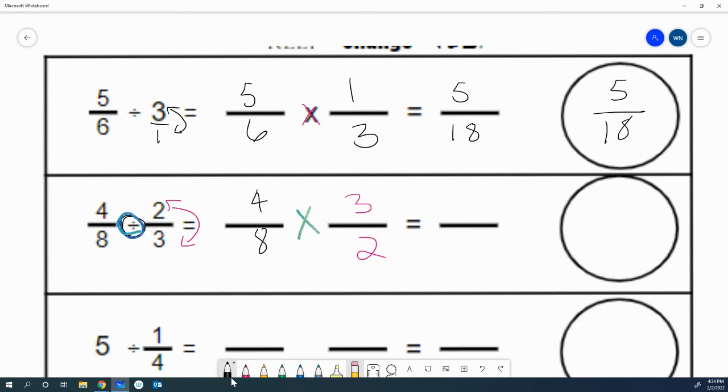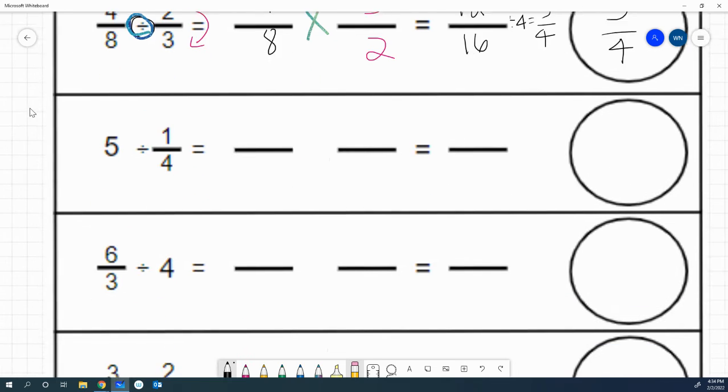Now let's multiply straight across. 4 times 3 is 12. 8 times 2 is 16. I know that we can simplify by dividing by 4, and we're going to get 3/4 as our answer. Remember, you can pause the video or rewind it if you need to at any point, but this is going to be super quick. So let's jump into the next one.